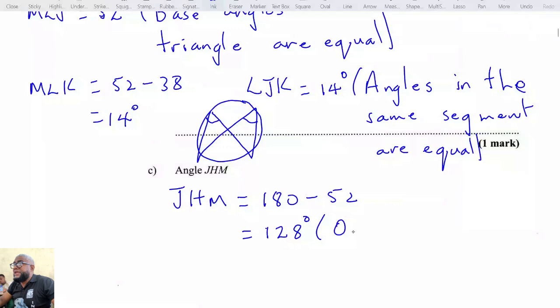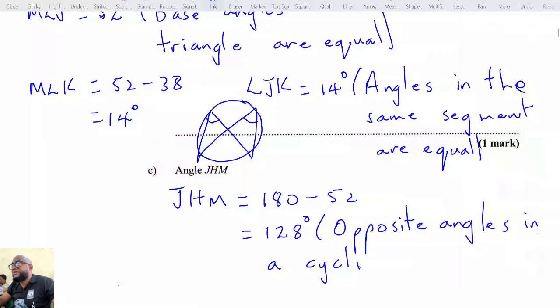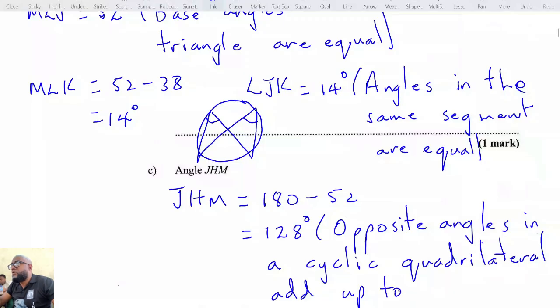And the reason will be: opposite angles in a cyclic quadrilateral add up to 180 degrees. You have to write the reasons for circle geometry.